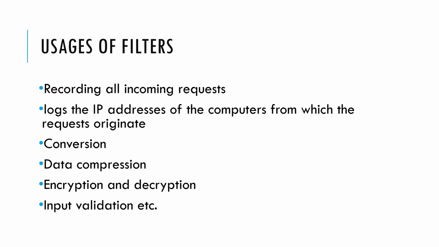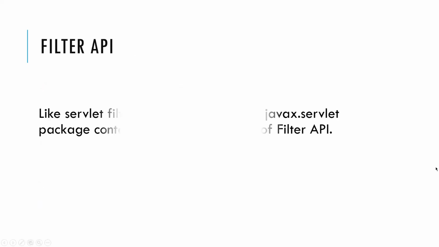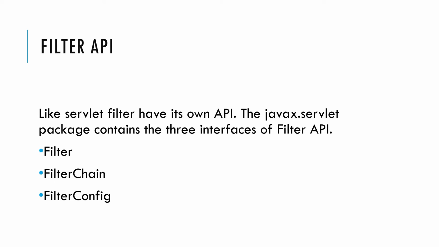Recording all incoming requests and logging the IP address of the computers from which the request originated, conversions, data compression, encryption and decryption, and input validations. All those kinds of things we can do using filters. And then we can see the servlet filter API. Servlet filters have their own API in the javax.servlet package. This contains three interfaces of the filter API: Filter, FilterChain, and FilterConfig. That is the basic structure of the filter API.